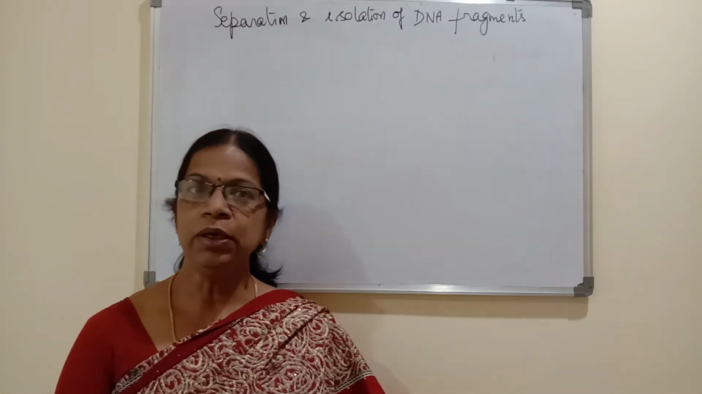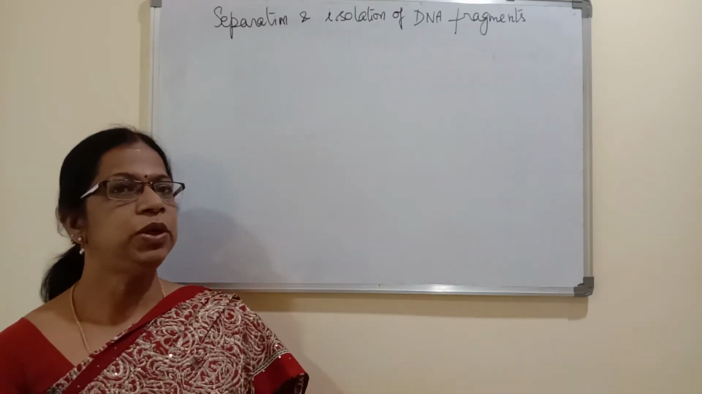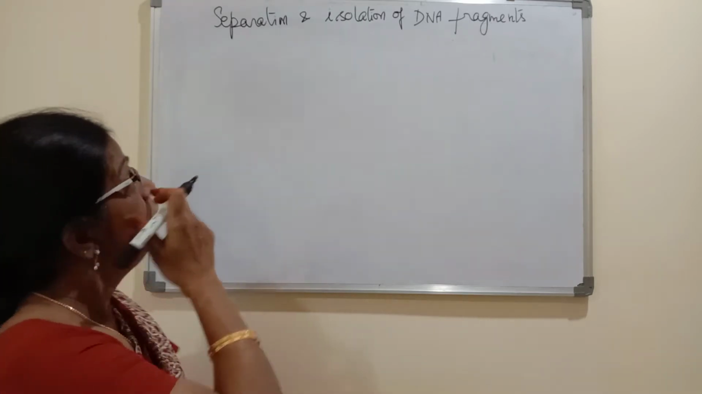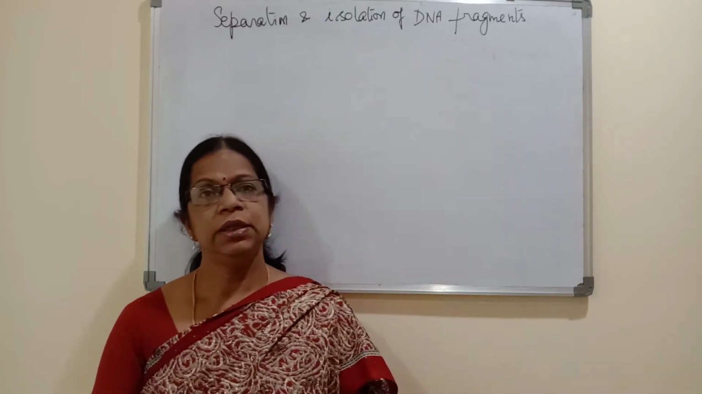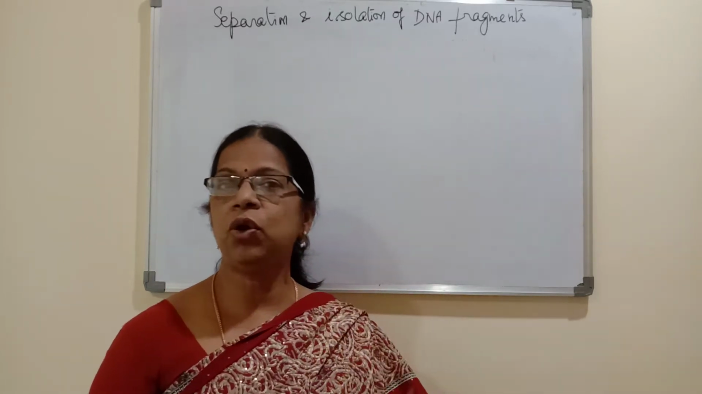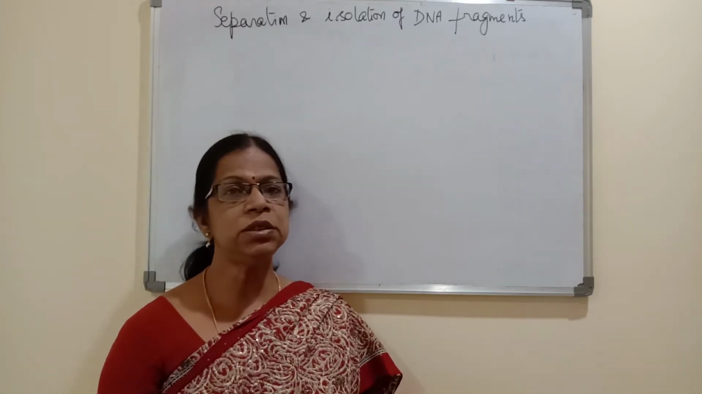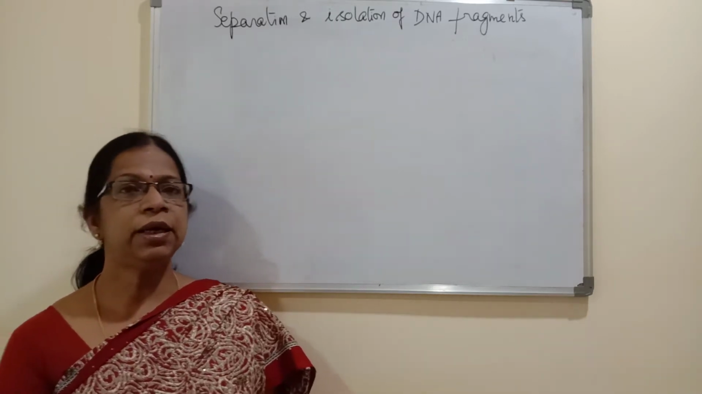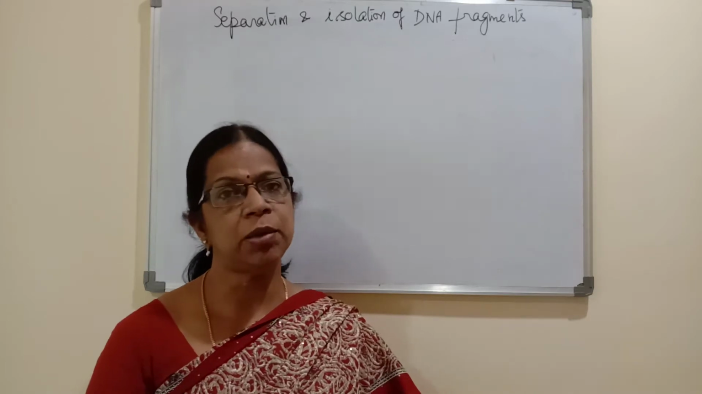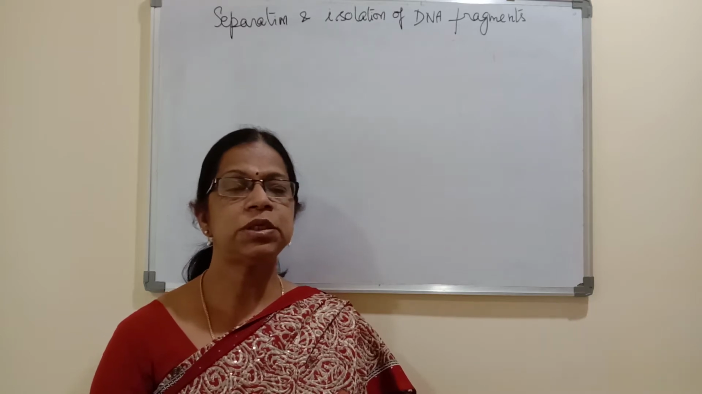In the last video we discussed the enzymes required for rDNA technology, the recombinant DNA process. Now in this video I will be discussing first the separation and isolation of DNA fragments, that is, the fragments obtained by using restriction endonucleases. Different sizes of fragments are obtained depending upon which restriction enzyme is used, and these DNA fragments must be separated.